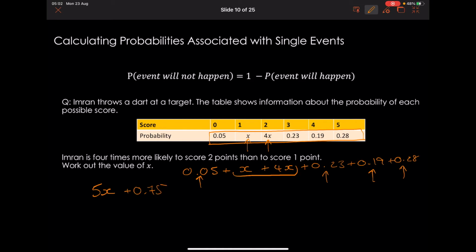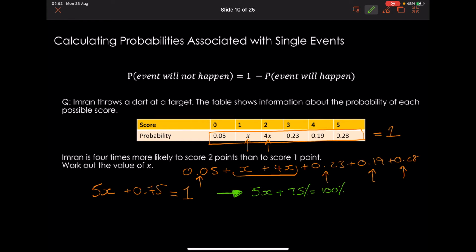That means that 5x plus 0.75 equals 1. Because all probabilities add up to 1. Now what you've got here is an equation. 5x plus 0.75 equals 1. If you wanted to write this in a way that you understood it, you could say 5x plus 75 equals 100, because you can say that these are percentages instead. So 5x plus 75% equals 100%.